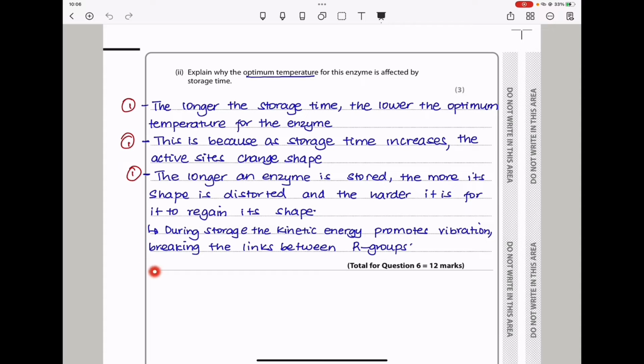I put some extra explanation here. I say during storage, the kinetic energy promotes vibration, so breaking the links between the R groups. And when you store the enzyme for longer periods of time, there is going to be more links that are broken, and this could result in complete distortion of the enzyme, and therefore denaturation can completely occur. So this brings us to the end of question 6. Let's continue to question 7.